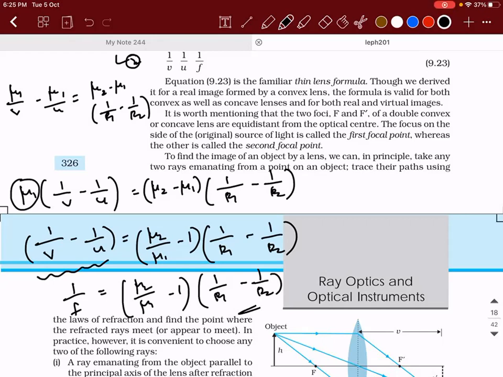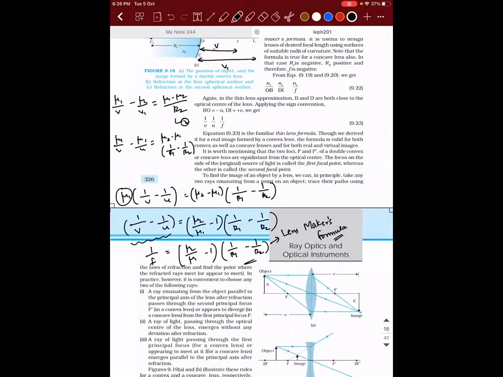Okay, and this formula is called the lens maker's formula. So copy this. Are you guys able to understand or not? Right.